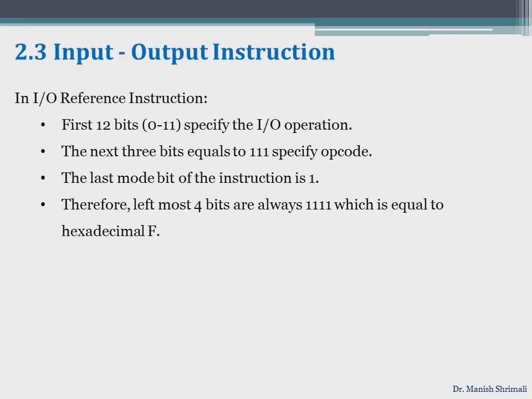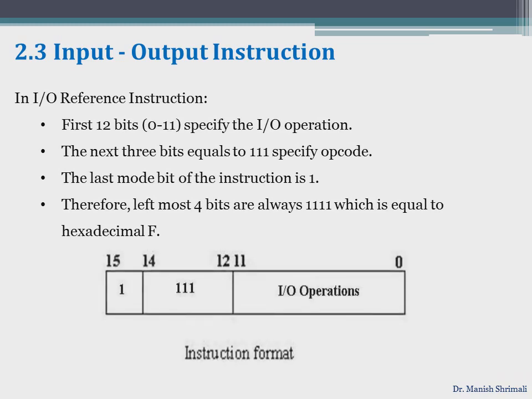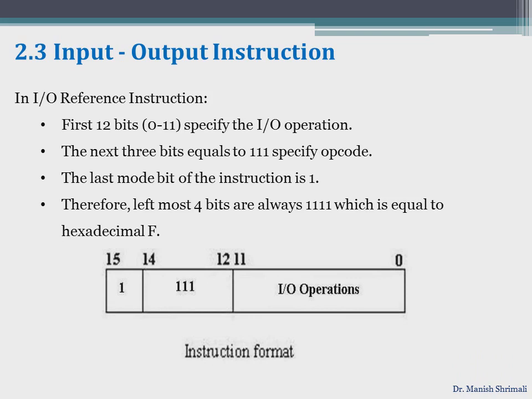Now come the input output instructions. In the input output reference instruction, the first 12 bits specify the input output operation. The next 3 bits, equal to 1, 1, 1, specify the opcode, and the last mode bit of this instruction is 1 in this case. Therefore, the leftmost 4 bits are always 1, 1, 1, 1, the 4 ones.